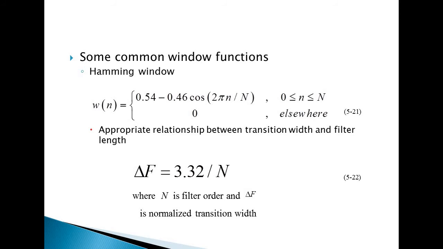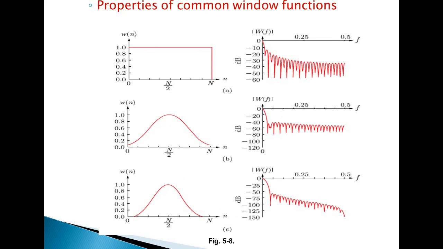See, the different common window functions are used, one of which is called the Hamming window. Hamming window is defined as w of n equal to 0.54 minus 0.46 cos of 2 pi n upon N, where n is from 0 to N, and elsewhere it is 0. The transition width delta f is equal to 3.32 by N, where N is the filter order and delta f is the normalized transition width. So the Hamming window is defined by using this formula.